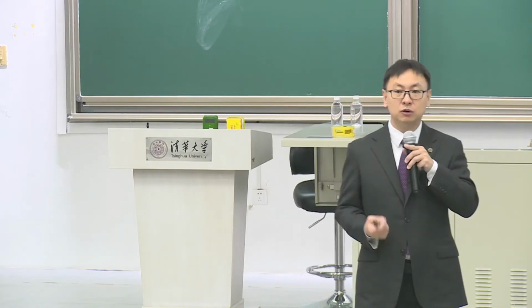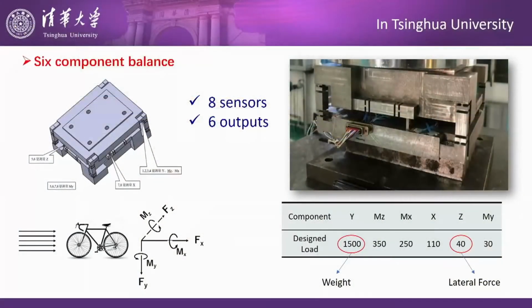We have our own box balance, 6 components. It's specially designed for sports. You can see the load design. Y direction is the weight, 150 kilograms. Z is the lateral force, the side force. Side force is really small. It's 2 orders of magnitude difference. It is really hard in the design and the manufacturing, okay?